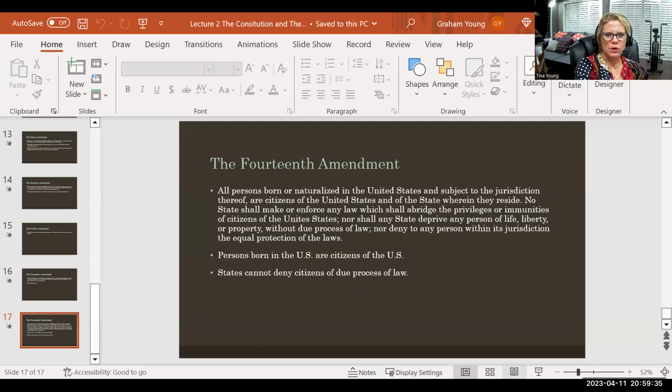That is the end of our lecture 2. Very important, our Bill of Rights.